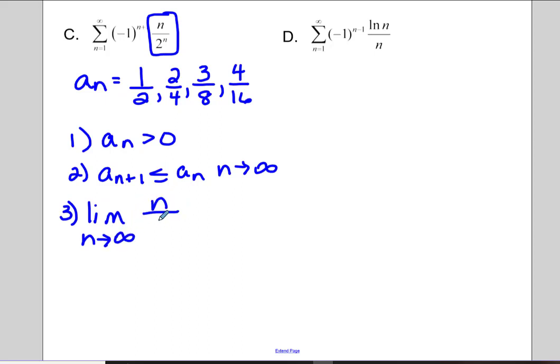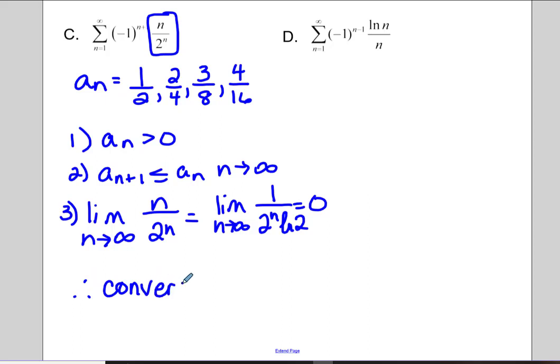We want to check the limit as n approaches infinity of our a sub n term. So that would be this. We have indeterminate form, and we need to rewrite that using L'Hopital's rule. So we're going to end up with the limit as n approaches infinity of 1 over 2 to the n ln 2, and that definitely goes to 0. And therefore, this series will also converge.